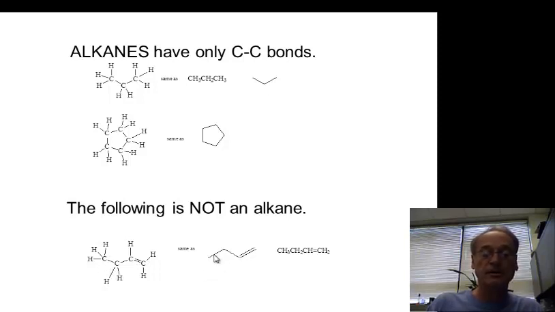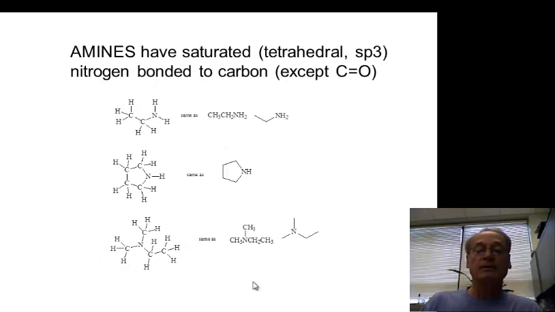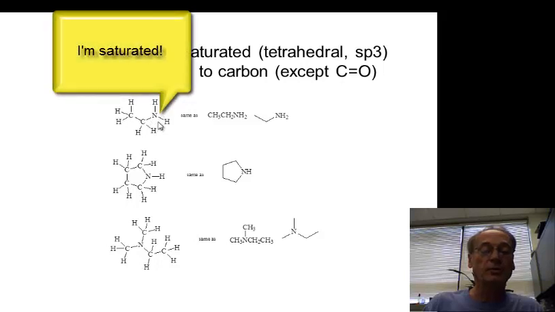Okay. This is the bond line formula for this particular compound, and this is the condensed structure for this particular compound. Okay, let's get to some of the functional groups that are in the chapter. First of all, amines. Okay, now amines have saturated nitrogen. That means a nitrogen with no double bonds to it, just 3 single bonds and of course a lone pair.